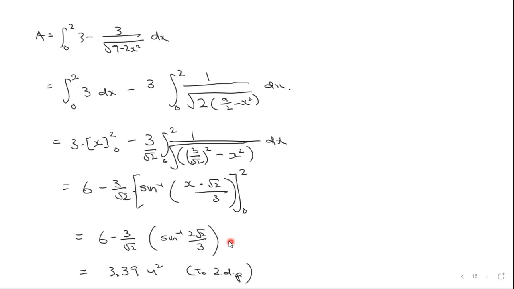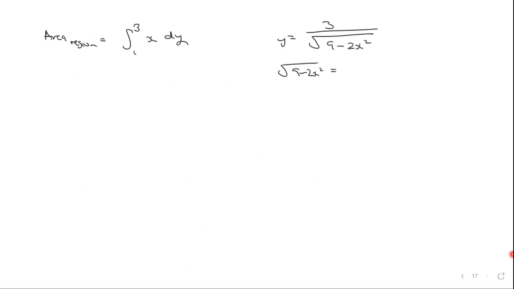So that's using dx. dy may not be nice, because we need to get x. We could give that a go, but it probably will be a bit more difficult. So the area of the region is going to be the integral from 1 to 3 of x dy. The annoying thing with this is we now need to work out x in terms of y. That might be easier said than done. We can work it out, but then it's a question of can we integrate it?